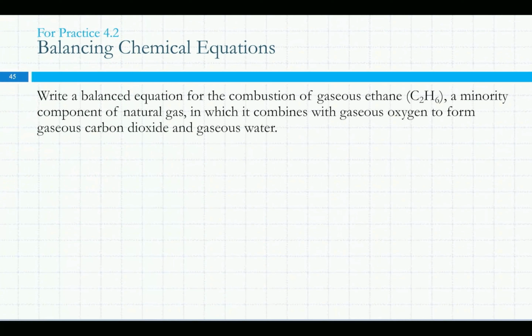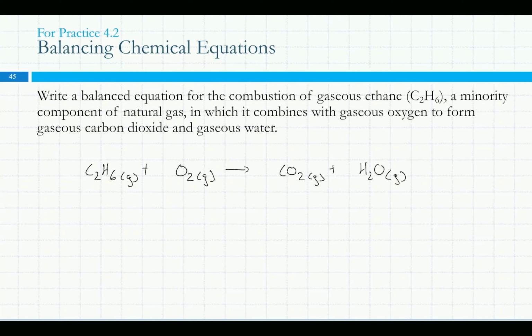Perfect. Okay, so now we've got gaseous ethane, C2H6 gas. I already wrote it. So this is a situation where if it says gaseous oxygen, that means O2. Carbon dioxide, H2O. Cool, so similar kind of thing.